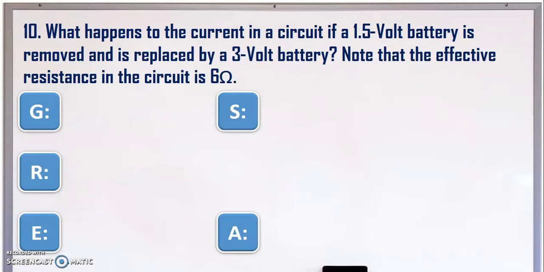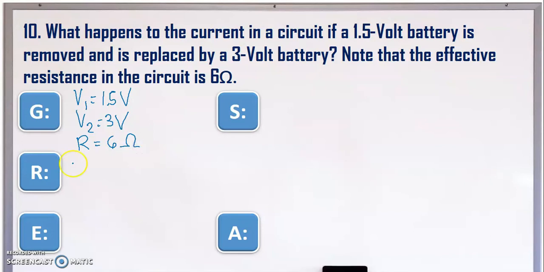Problem number 10. What happens to the current in a circuit if a 1.5 volt battery is removed and replaced by a 3 volt battery? Note that the effective resistance in the circuit is 6 ohms. The givens in this problem are the initial voltage, which is 1.5 volts, the final voltage, which is 3 volts, and the value of the resistance, which is 6 ohms.